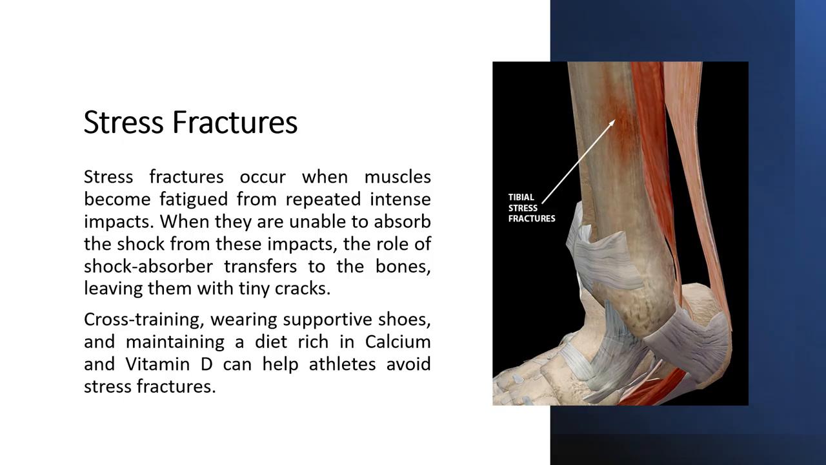Stress fractures. Stress fractures occur when muscles become fatigued from repeated intense impacts. When they are unable to absorb the shock from these impacts, the role of shock absorber transfers to the bones, leaving them with tiny cracks. Cross-training, wearing supportive shoes and maintaining a rich diet in calcium and vitamin D can help athletes avoid stress fractures.